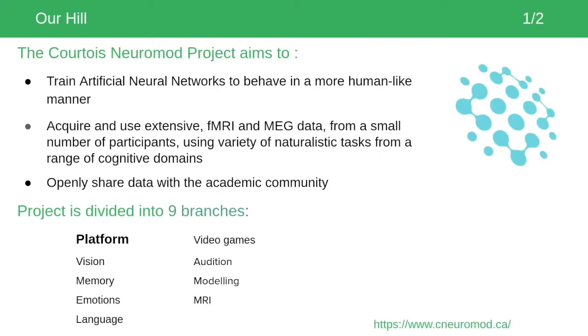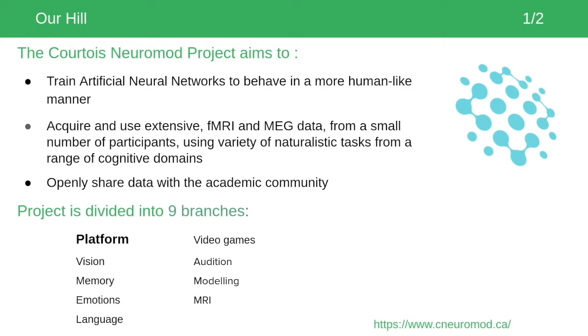So our hill. The CRIUGM project aims to train artificial neural networks to behave in a more human-like manner. We plan on doing that by acquiring and using extensive fMRI and MEG data that we're going to acquire from a small number of participants, using a variety of naturalistic tasks from a range of cognitive domains. Once we've acquired that data, we're really hoping to share that data set with the academic community, and Valentina is going to talk to you guys about that in a couple of minutes.